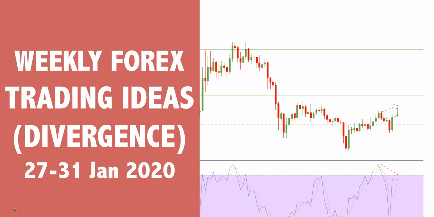Now, you need to understand that divergence usually gives a warning that the market might turn. But if you are in an uptrend, it could be a retracement or it could be the beginning of a new trend. So you must also observe a few other things if you're going to trade divergence successfully.